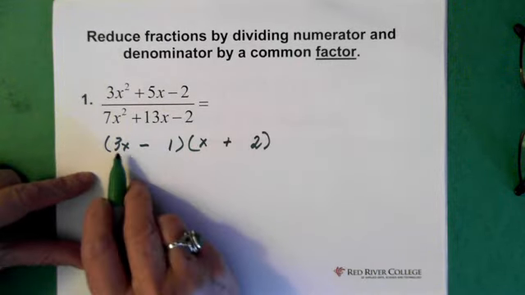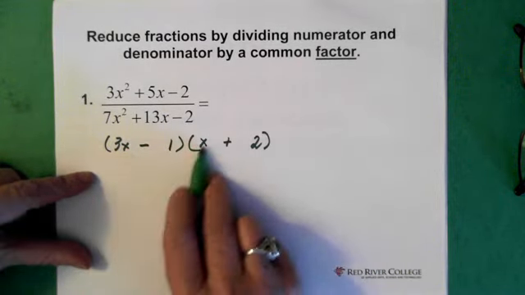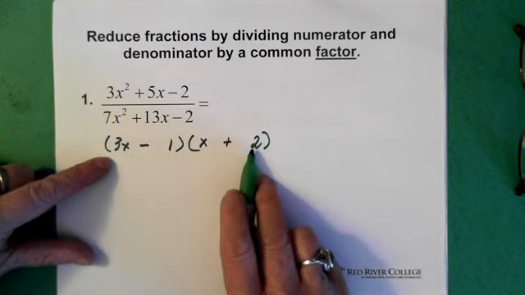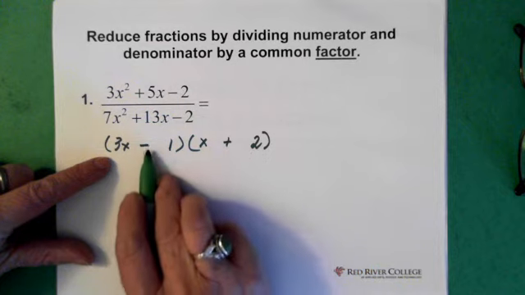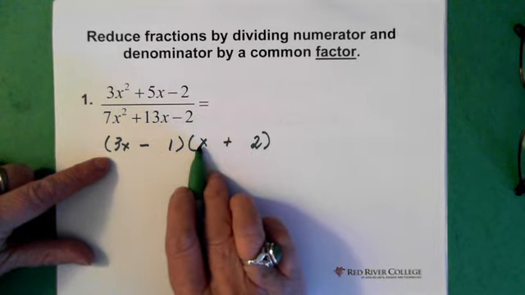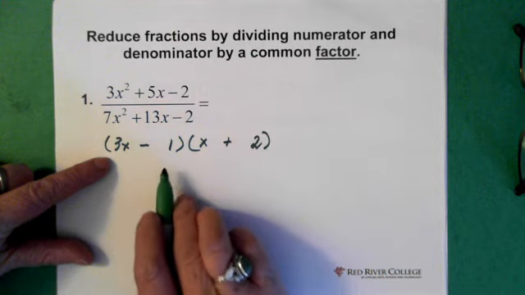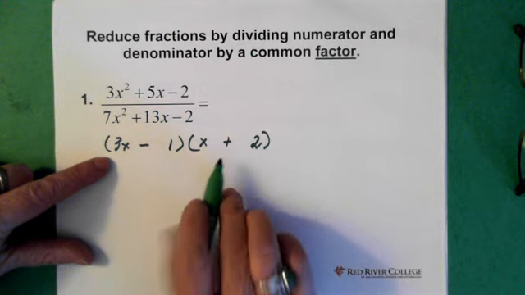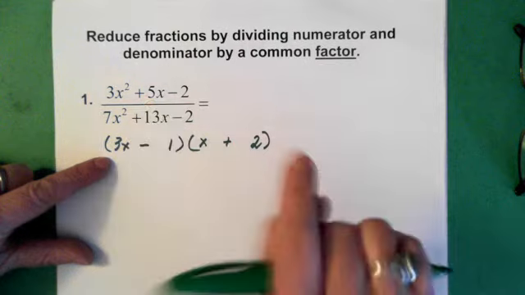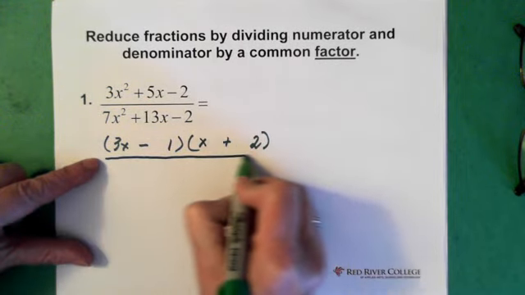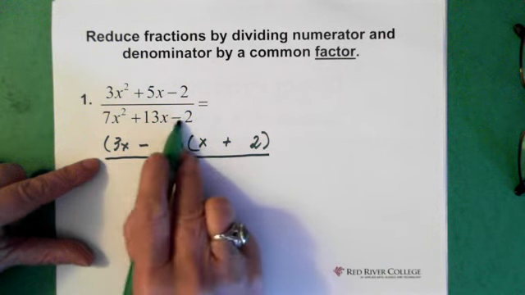We'll just check. So 3x times this gives us a 3x squared. This gives us the plus 6x. Here we end up with the minus x. And here we end up with the minus 2. And the plus 6x minus the x will give us the plus 5x. So this looks okay. Now in the denominator, we're going to factor this.